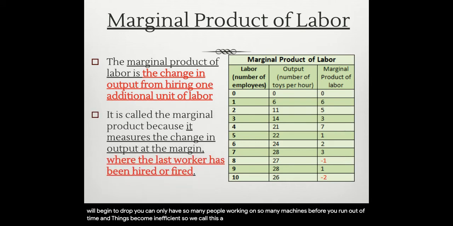We call this the marginal product of labor. The marginal product of labor is the change in output from hiring one more additional unit of labor. It is called the marginal product because it measures the change in the output at the margin. So that's where one worker has been hired or fired. So at the margin, as in adding one more worker, what the change in the output is.